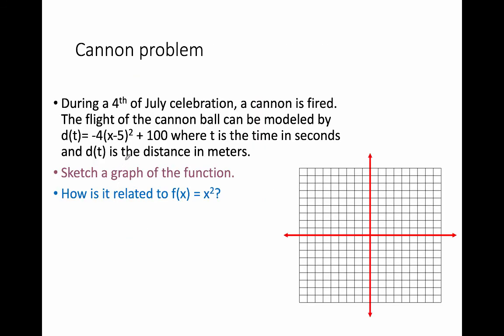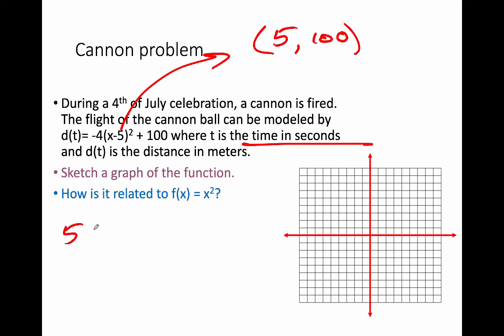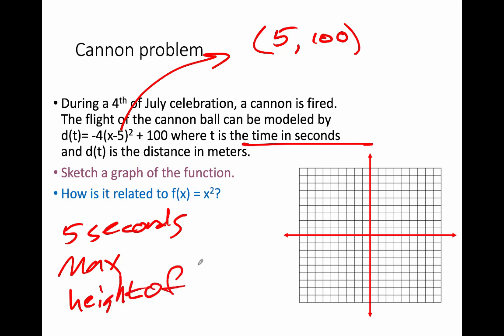This guy, h is going to be 5, right? So the vertex is at 5, 100. This is time. So at 5 seconds, we meet a maximum height of 100, what are we, meters. That's what we're looking at here.